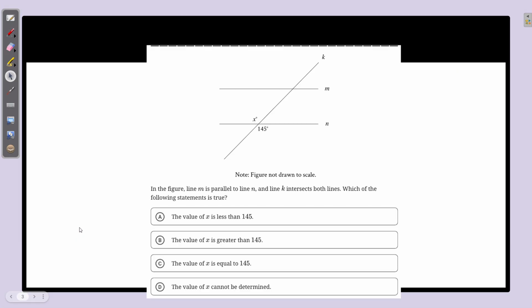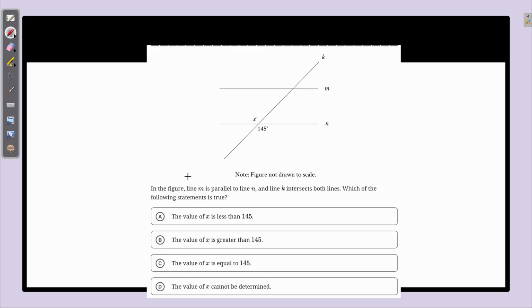So let's go to the second problem. Now here we have two parallel lines. Lines M and N are parallel, and line K intersects both lines. Which of the following statements is true? So it looks like we're trying to find x in degrees. Now, if you remember parallel lines, you'll remember that these add up to 180, but you're not trying to find this, you're trying to find this. So let's think of something here, okay?